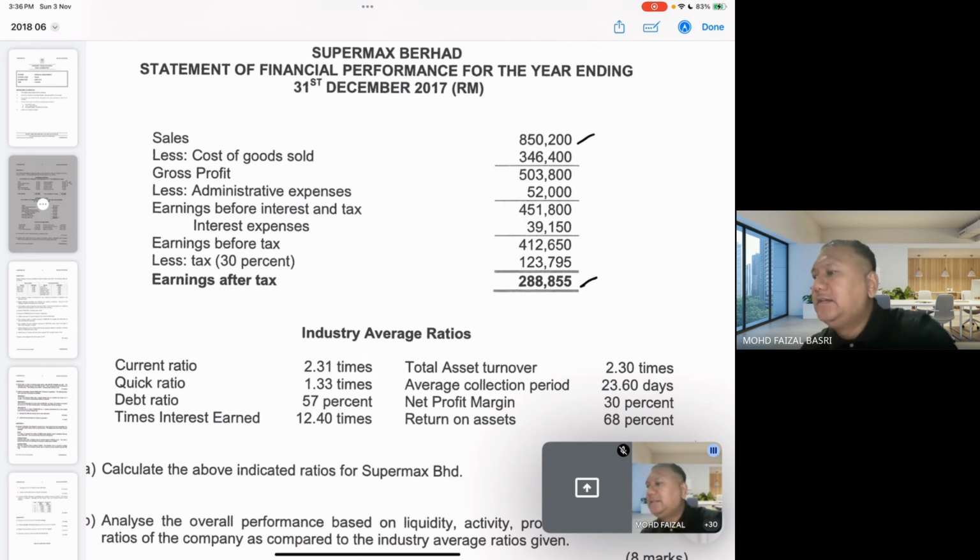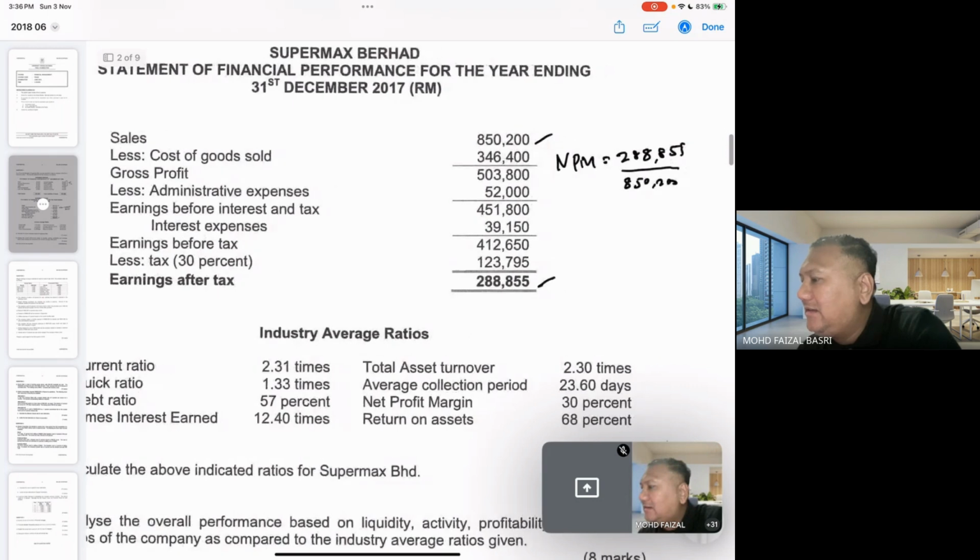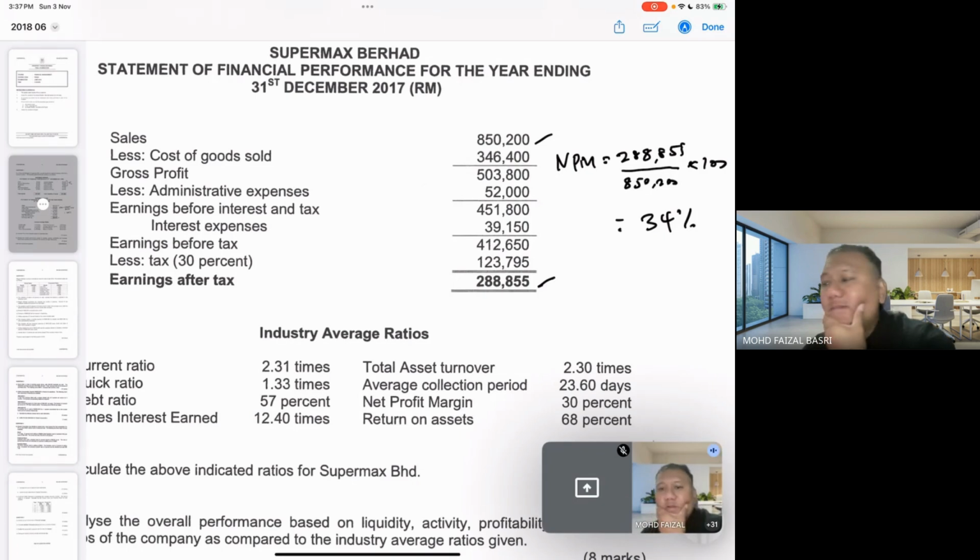So if you want to measure, let's say net profit margin. Okay, net profit margin. We need to have net profit dia. So 885. Cepat sangat kira ni. Baru nak tulis. Sales 850. 100. Okay, dah dapat 100 lah. So berapa tadi? Let me see. 34%. Ada point tak? Okay, 34%. So 34% in comparison, 33 points, okay lah, 34%.